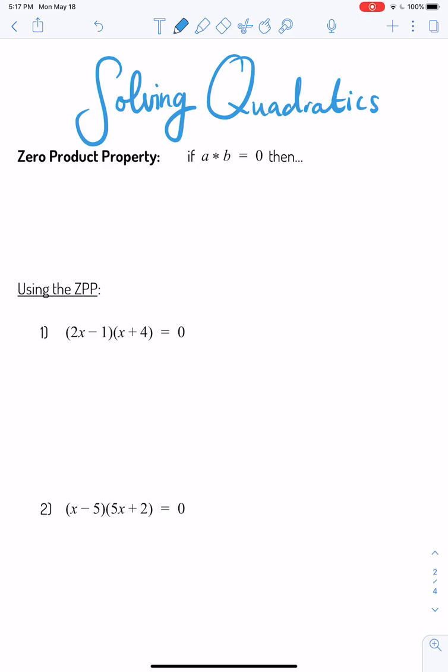Alrighty, our very last review topic for the year, and our last math topic for the year. So this is about solving quadratics using something called the zero product property.